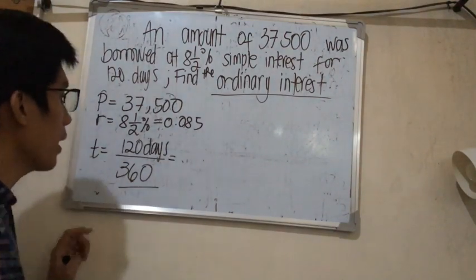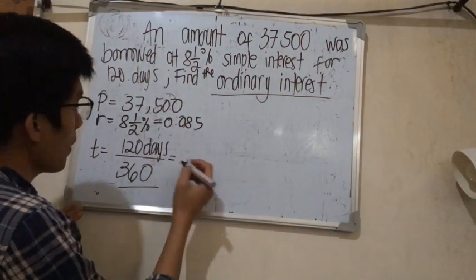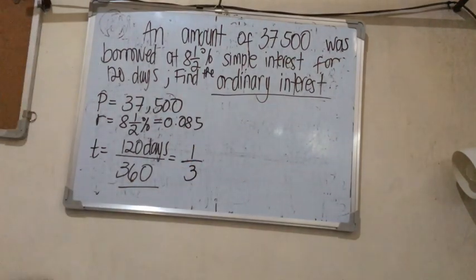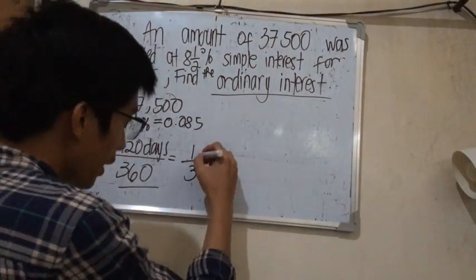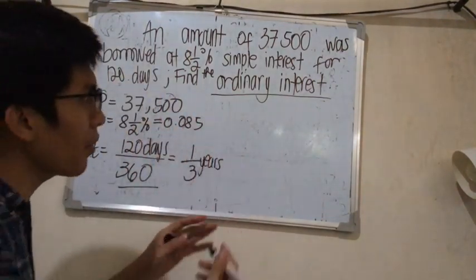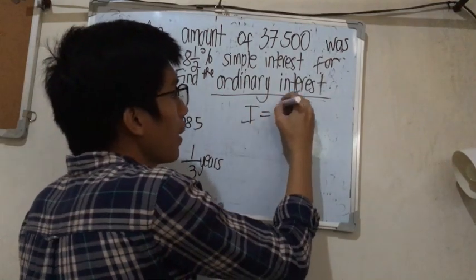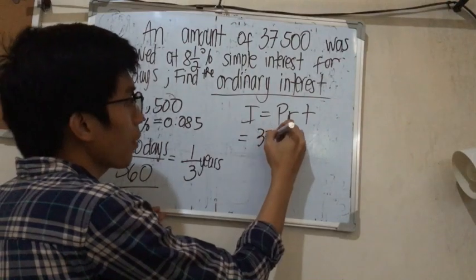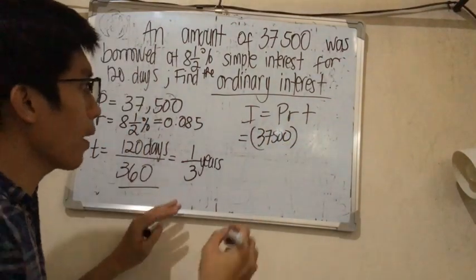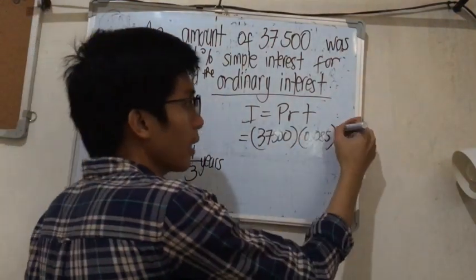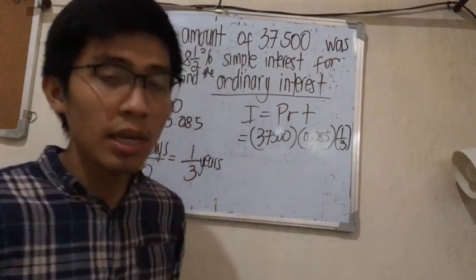So we have to find its simplest form. I believe that is 1 over 3. 120 over 360 is 1 over 3 years. It is now already in years. Again, simple interest, what is the formula? That is I = PRT. My P here is 37,500. You multiply by the rate, that is 0.085, and multiply by the time, that is 1 over 3 years.